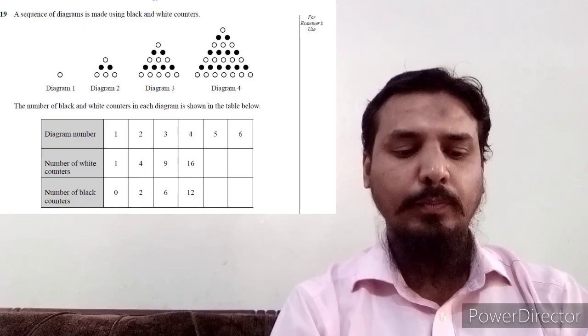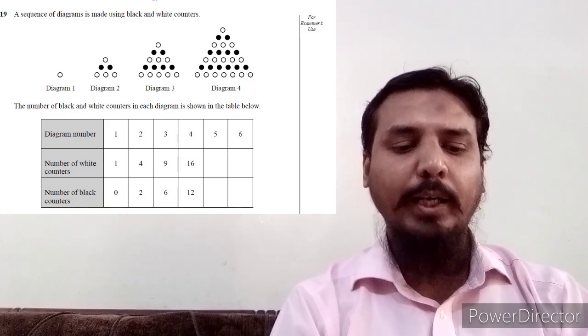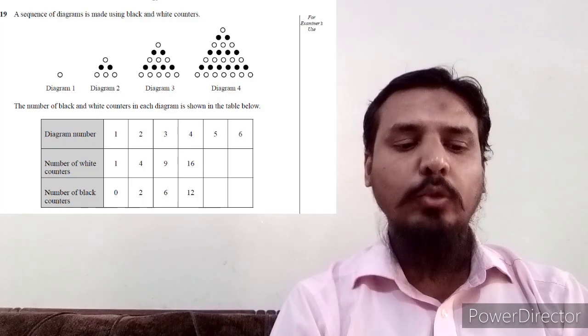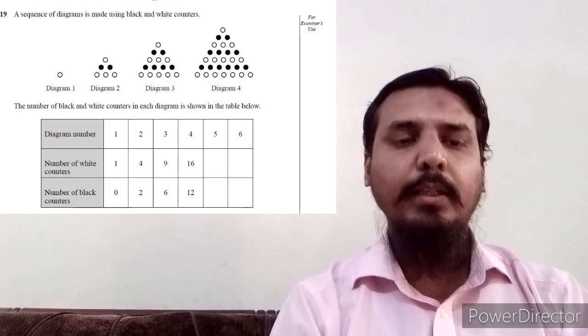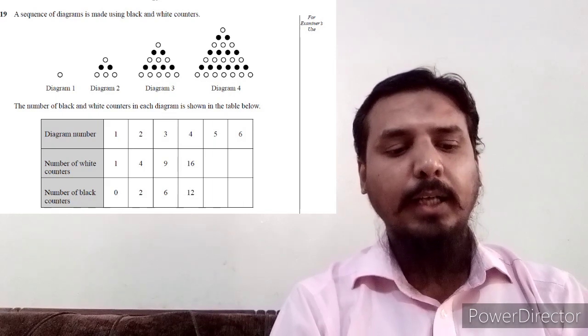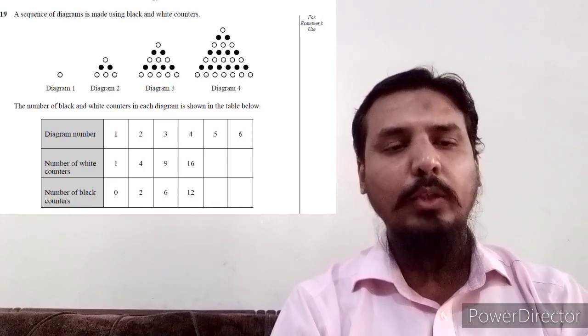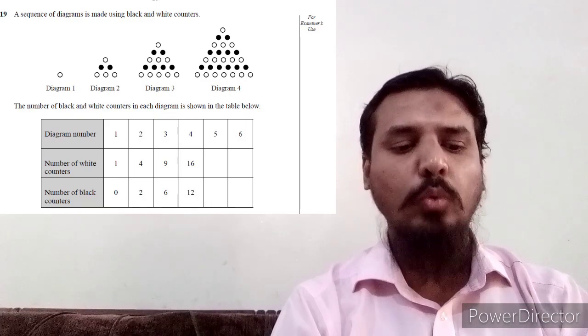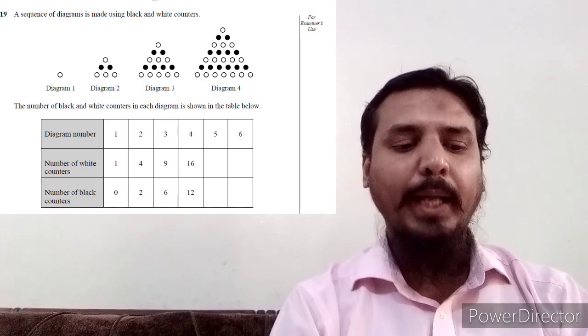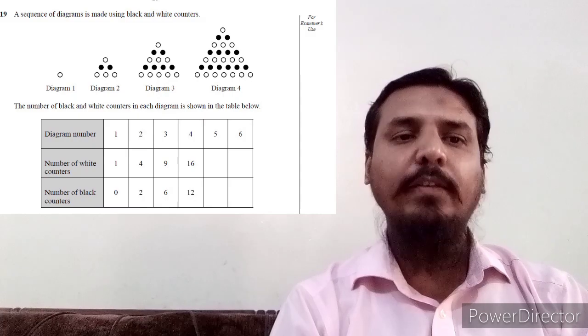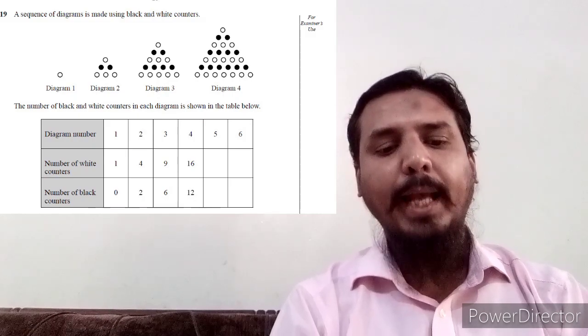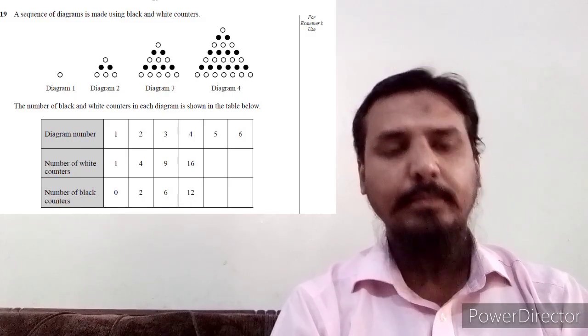2, 2. And when you are going to find the nth formula, for the first row, where the diagram numbers are given, the nth formula will be n, and for the second row, the number of white counters, the nth formula will be n square, and for the number of black counters, which is actually the difference of the first two rows, it will be n square minus n.